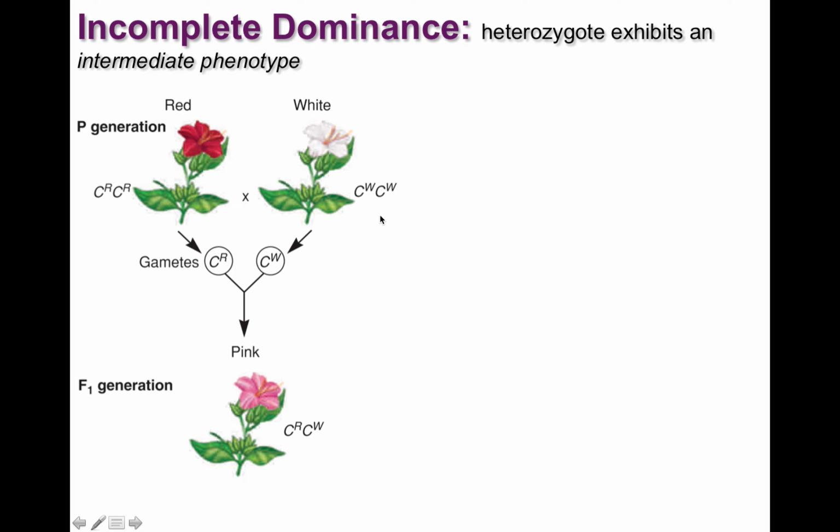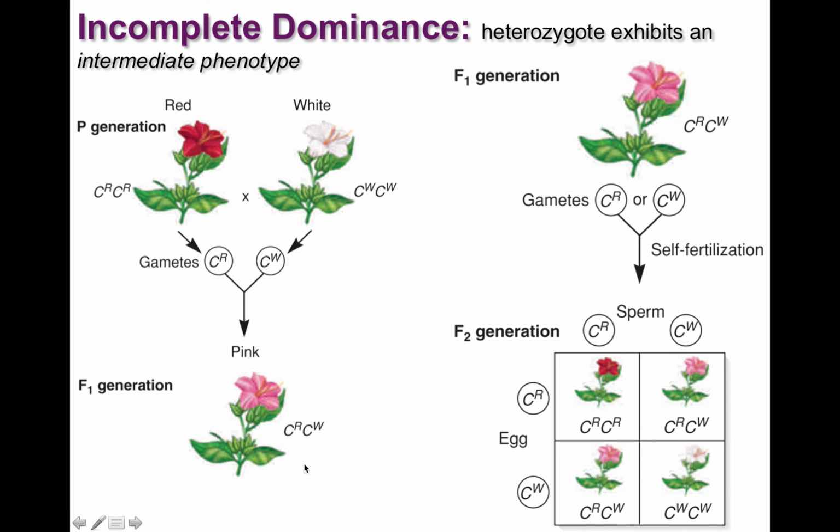If we assign genotypes to these individuals, this true breeding red flower has a color red and a color red allele, and this one has a color white and a color white allele. They each produce one kind of gamete, a red and a white, and when you mix those together, you get a pink flower with a CRCW genotype for that particular gene.